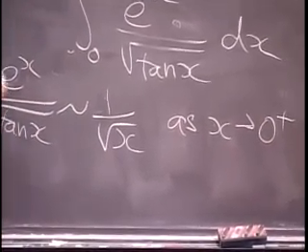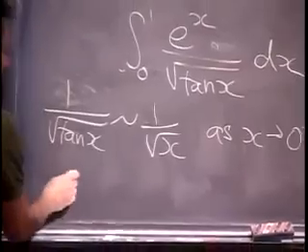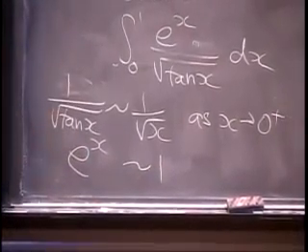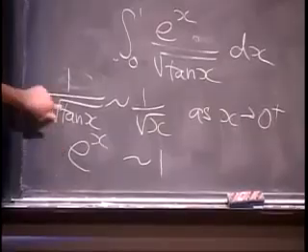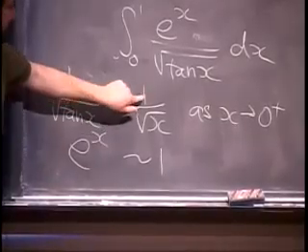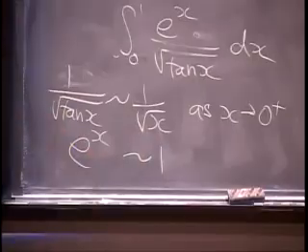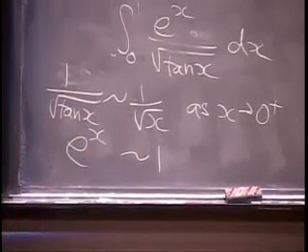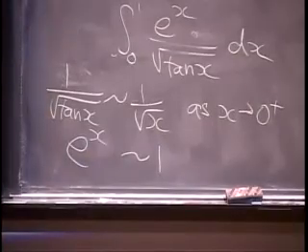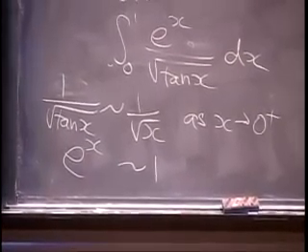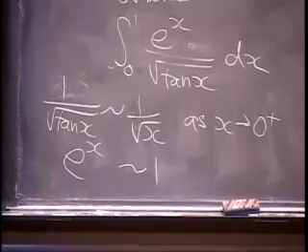So maybe I'm being a little bit presumptuous. Take this relation and this relation, and you can multiply them together to see that e to the x over root tan x behaves like 1 over root x. So the same solution applies with a slightly different thing. And if you don't believe me, you can test this out by dividing and taking limits. Right? It's sort of along the lines. So that's a very technical sort of example.